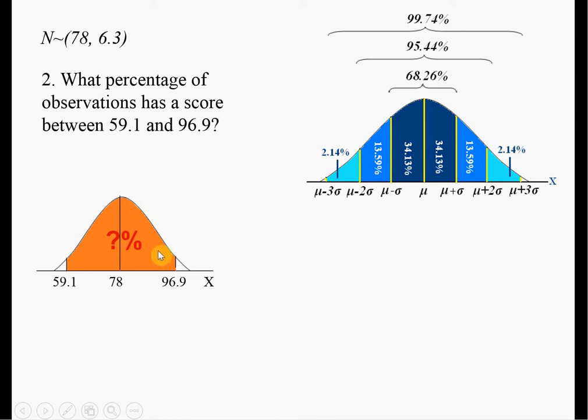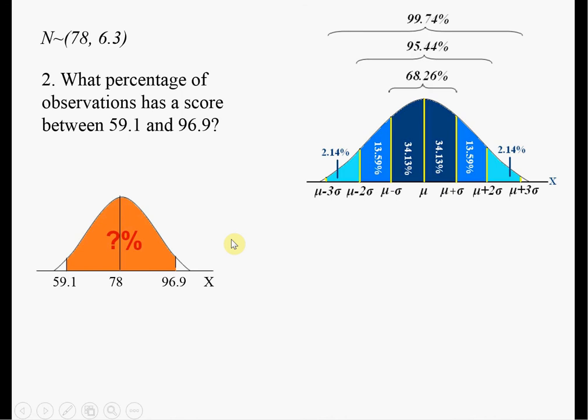For that reason, we need to determine if 59.1 is one standard deviation below the mean 78. If 59.1 is one standard deviation below the mean, then we know it would correspond to this point, and between the mean and the one standard deviation, you would have 34.13% of cases. But if 59.1 is two standard deviations below the mean, that would correspond to this point, and you would have these two percentages put together, 34.13% plus 13.59%. And also, if 59.1 is three standard deviations below the mean, that would correspond to this point, then you would have a very different percentage number for this area.